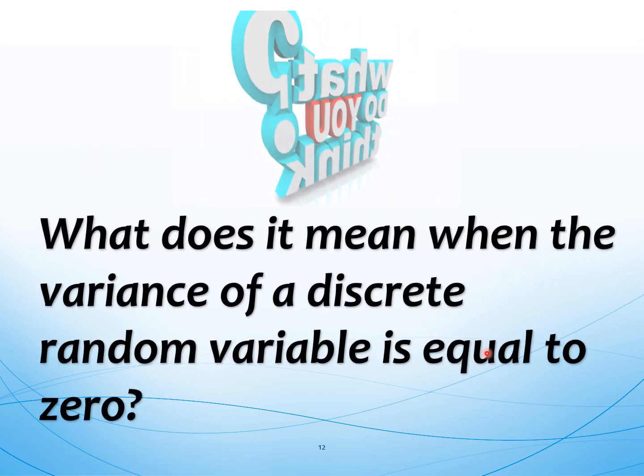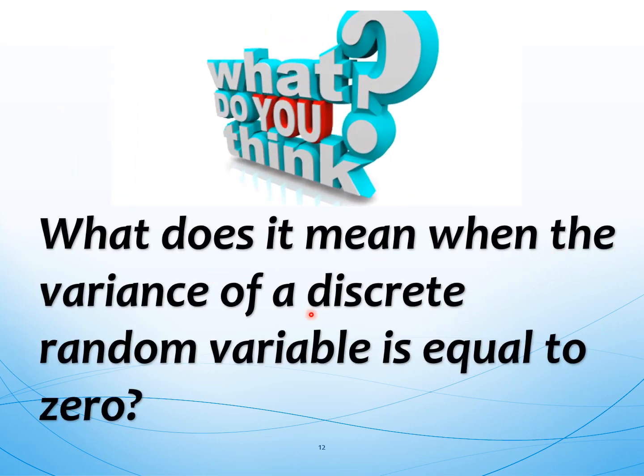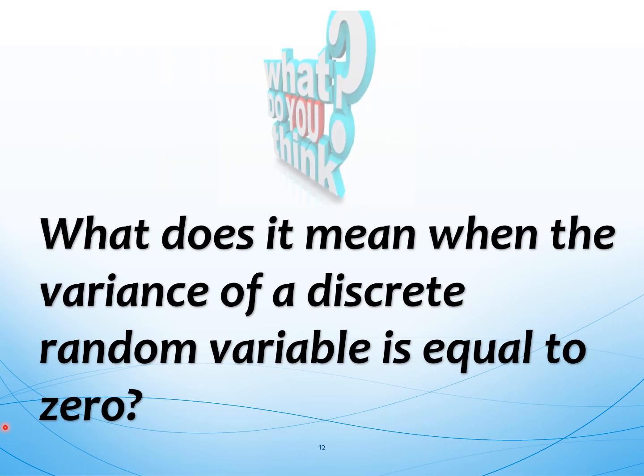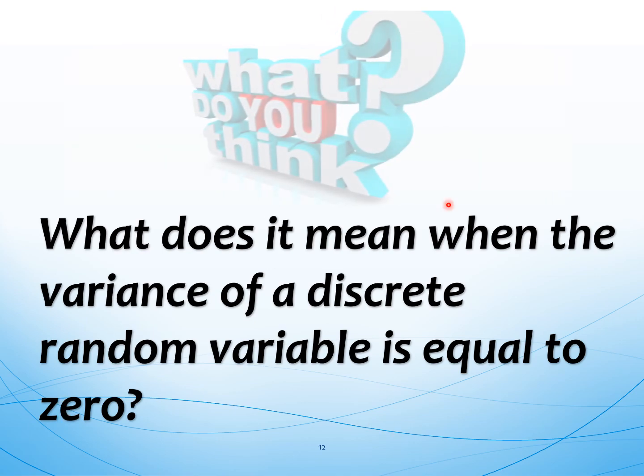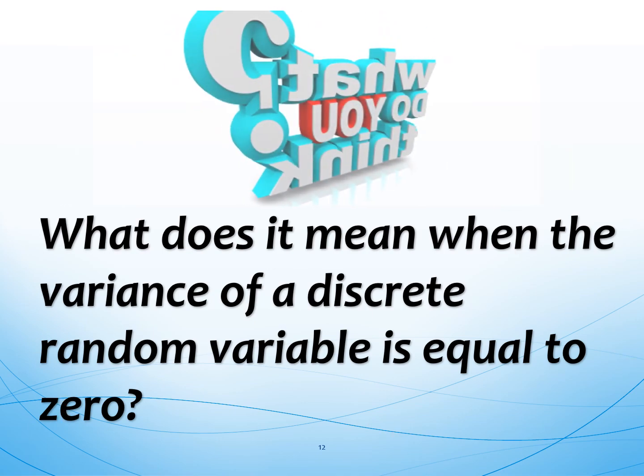So what do you think? What does it mean when the variance of the discrete random variable is equal to 0? So it's up to you to research about this question.